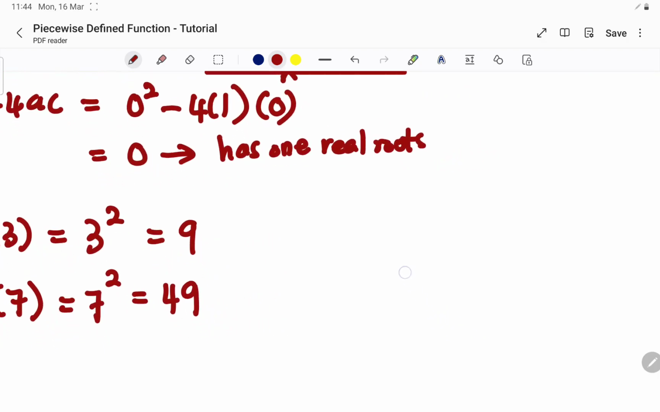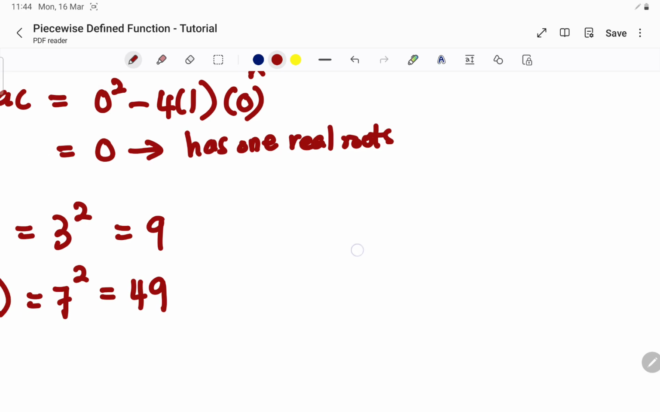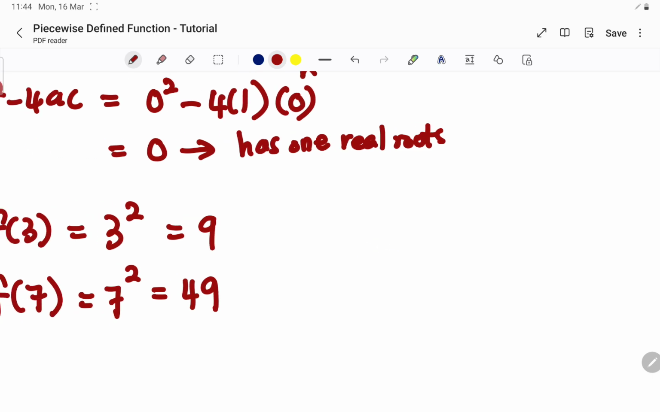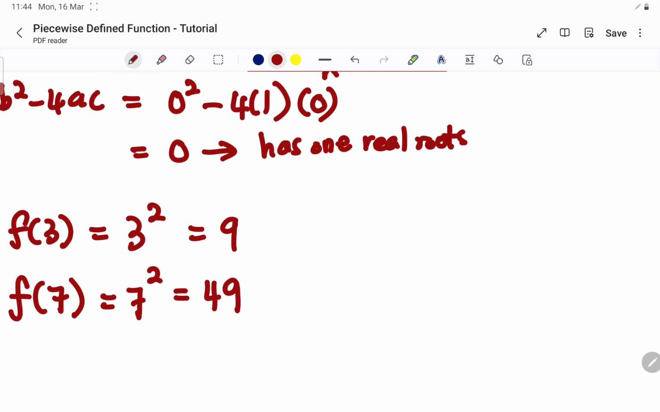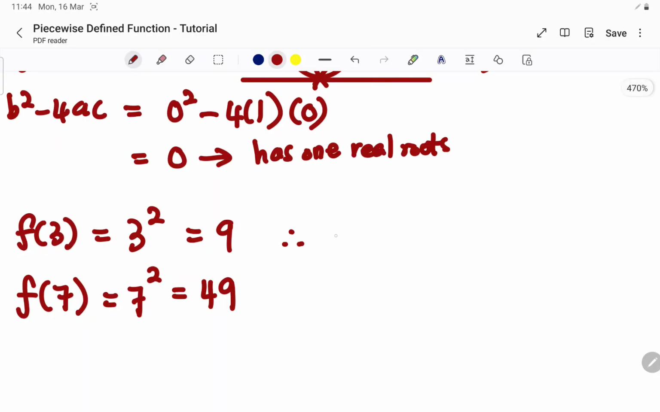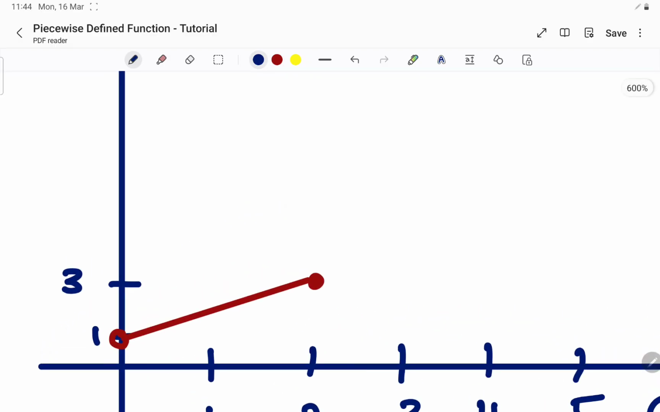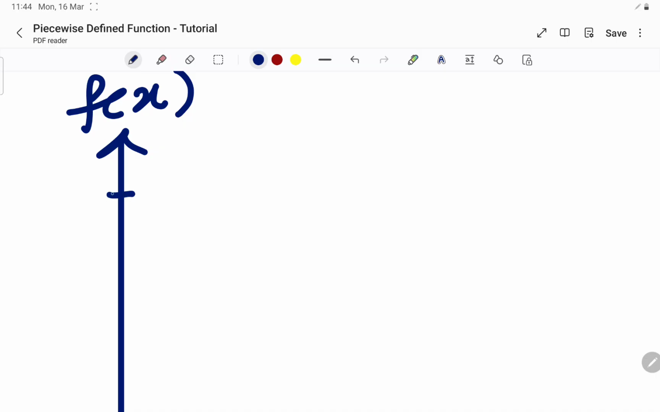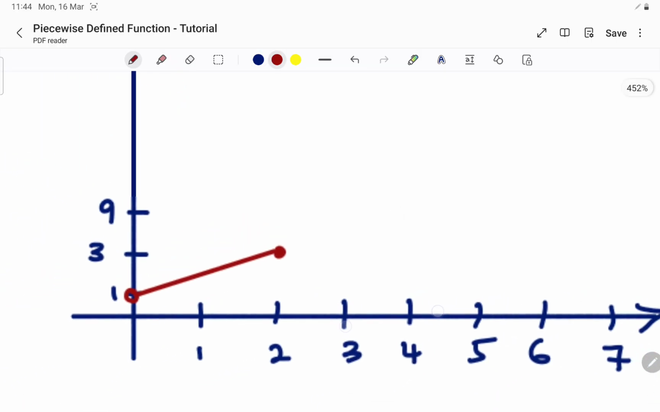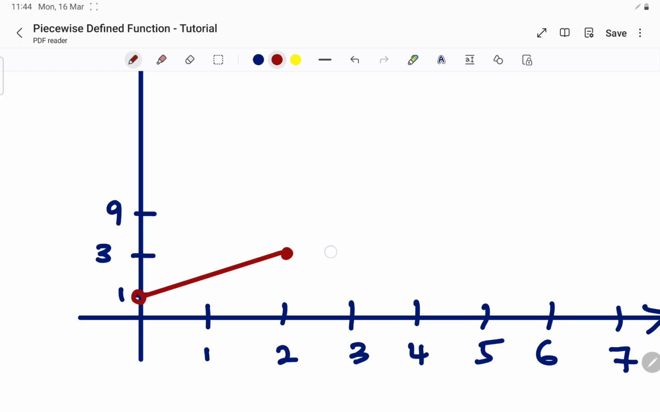So what you have to do, you will draw starting from x equal to 3 until x equal to 7. So you have coordinate here 3, 9, and another coordinate which is 7, 49. So 3, 9, you go around, maybe around here, 9, sketching only. So it's not like you have to make sure that it is accurate. So you have 3, 9.